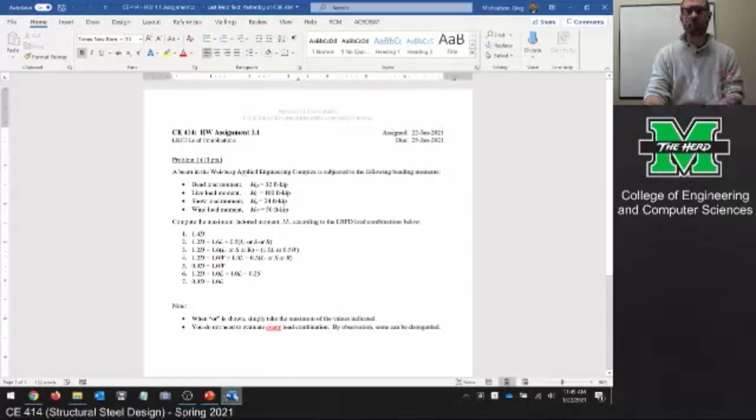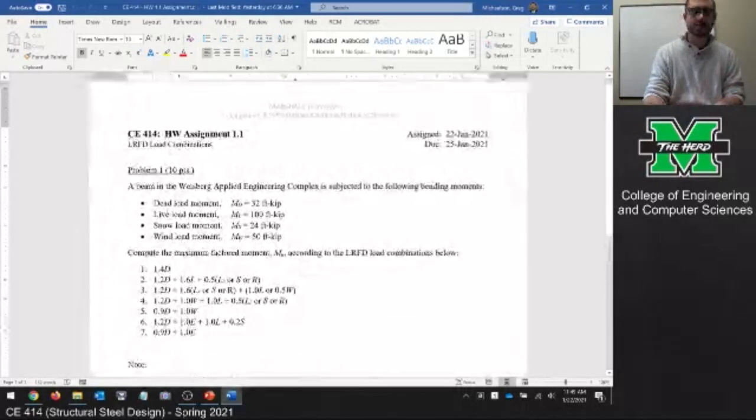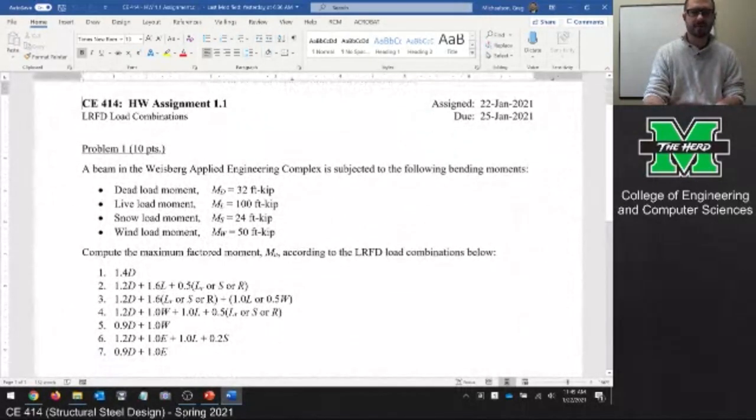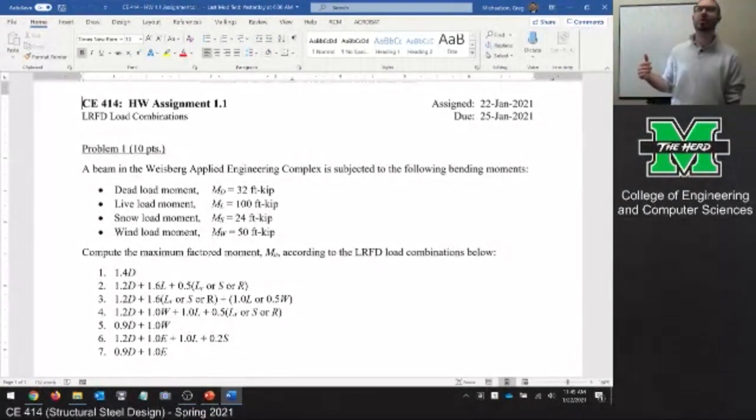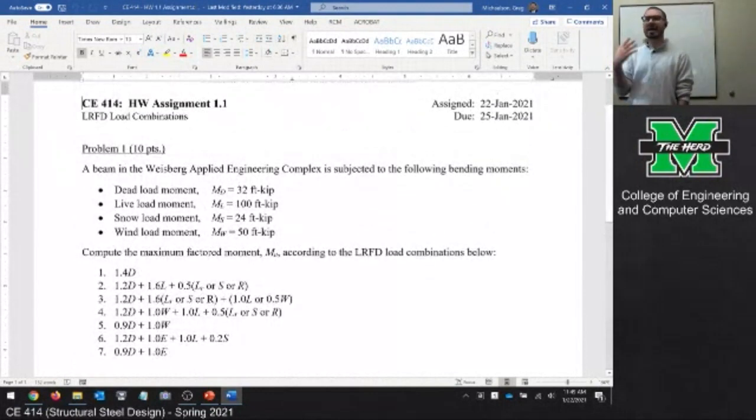I do want to pull something up real quick. I just want to show you your homework assignment for Monday. Again, it's really short. I'm just giving you a dead load moment, live load moment, snow load moment, and a wind load moment. I just want you to go through the load combinations and determine the factored load.